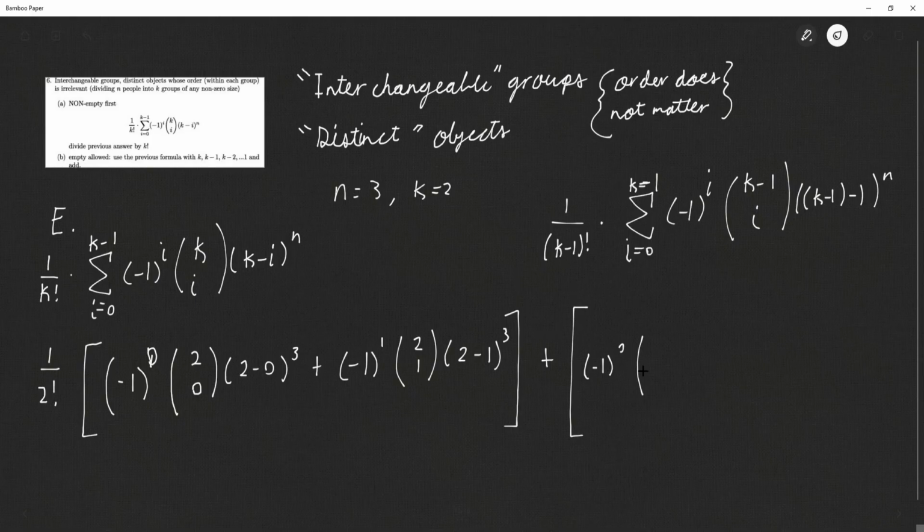So this will then become -1 to the I times k minus 1, which gives us 1, and this will be 0, and then k minus 1, which gives us 1 minus 1 to the power of 3, which will all go to 0, but we're still going to multiply it by 1 over 1 factorial. So this will be our new formula for if empty groups are allowed for this restriction.